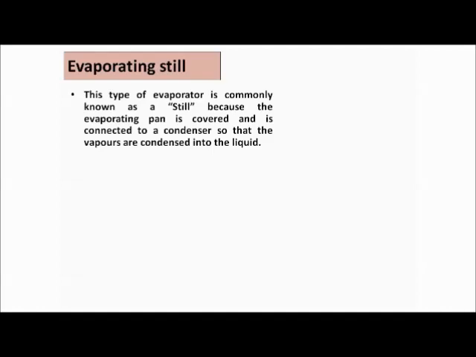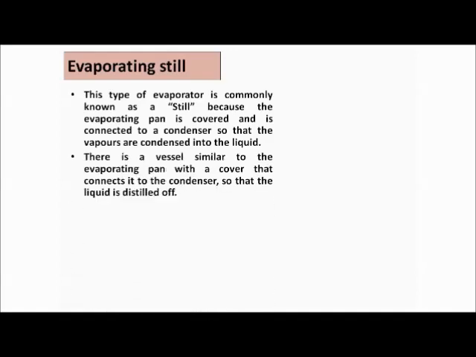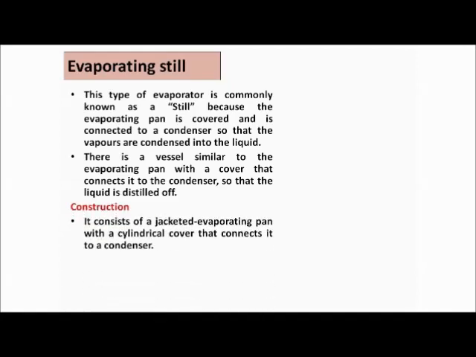So earlier, in the other instruments, after the process of evaporation, the vapors were separated by using a cyclone separator. But here the vapors are condensed, because the pan is covered and the outlet of the pan is connected to a condenser. There is a vessel similar to the evaporating pan with a cover that connects it to the condenser so that the liquid is distilled off here. I will show you how it is distilled off. So let's see the construction.